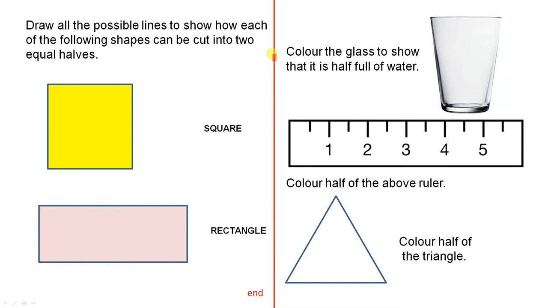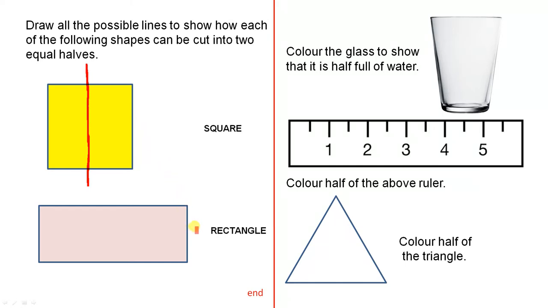Draw all the possible lines to show how each of the following shapes can be cut into two equal halves. For example, if we just take this square, if we draw one line down here, for example, you use your ruler, and that way the line will be nice and straight. That is one line which cuts that square into two equal halves. Now I'll give you a hint for this square. There are three other lines. So as well as this one, there are three other lines.